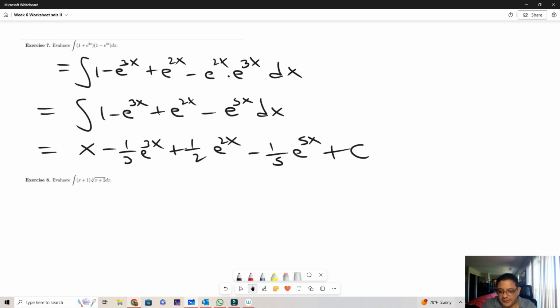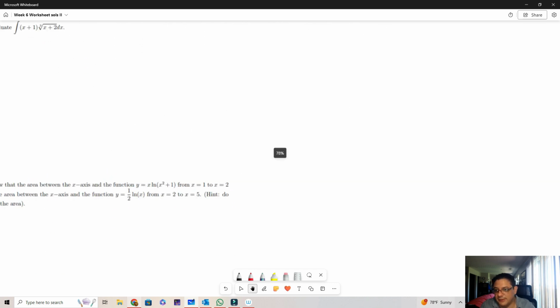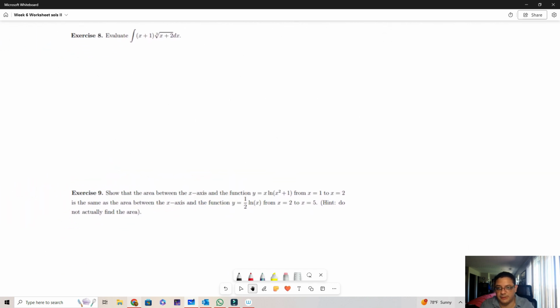Now for exercise 8, we're back to doing things that I can probably solve with a substitution. The problem here is this cube root of x plus 2. If it's just a cube root, it will be much easier to manage. So this is why we're going to pick a substitution, u equals x plus 2. The du is going to be dx.